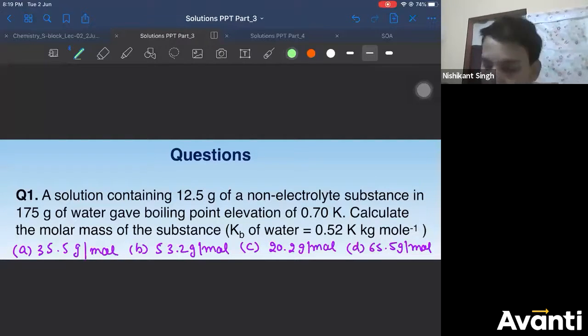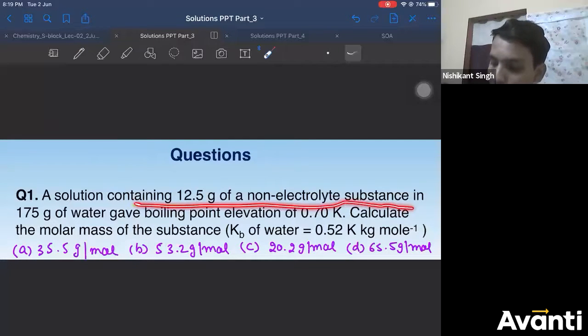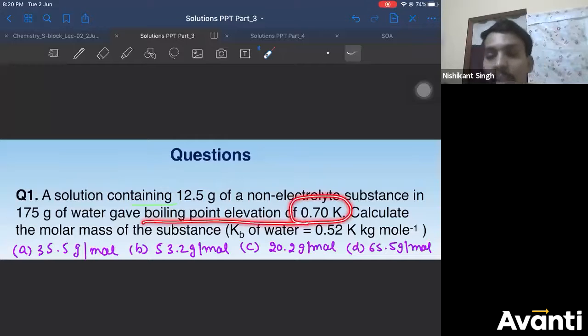Check out this question. I'll read it out for you. A solution containing 12.5 g of a non-volatile, non-electrolyte substance in 175 gram water. This is your W2, this is your W1. It gave a boiling point elevation. That means elevation is given, not the boiling point of solvent or boiling point of solution. Directly how much it is elevated, delta TB is given.